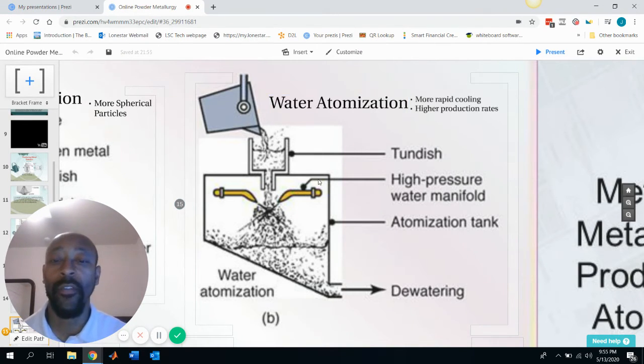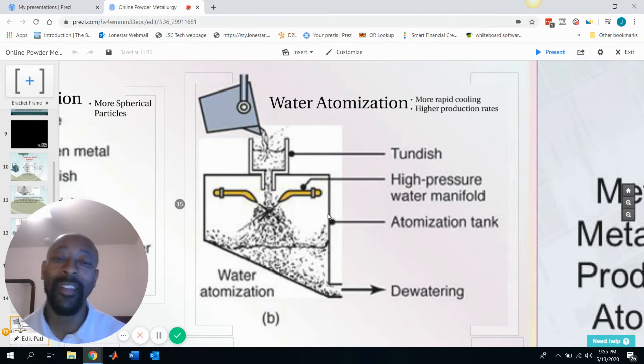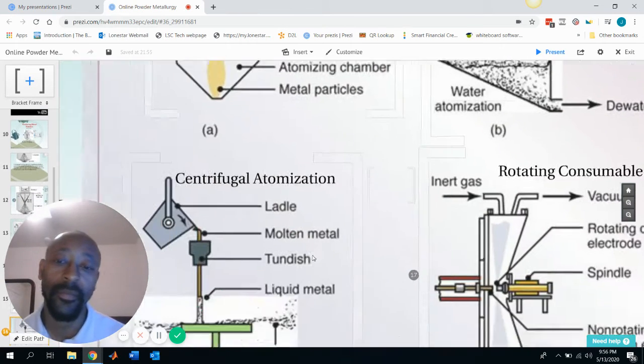Another type of atomization, as I mentioned the first time, was water atomization. Water atomization is the same process, but you use water instead of an inert gas. One good characteristic about water atomization is that you can have more rapid cooling, and it's typically used for higher production rates. The reason is that the water greatly cools down the molten metal and the particles at a much higher rate than some of your other atomization processes.